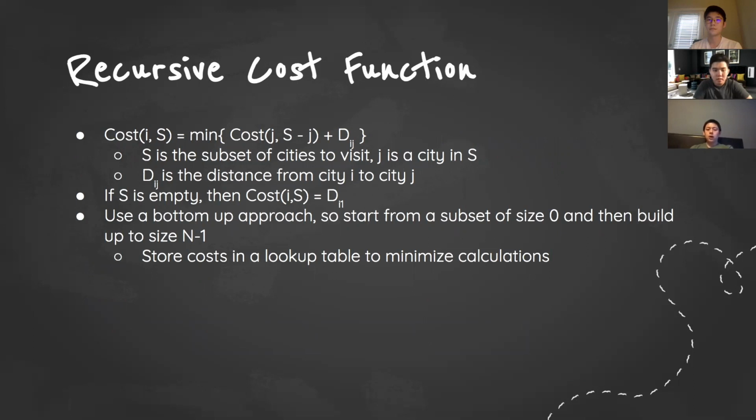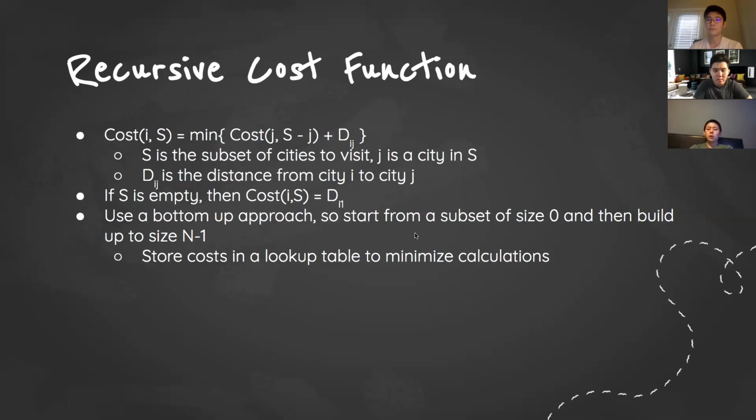The function is defined at the top. In the function, i is the city that you're starting from. S is the subset of cities that you still need to visit. And then on the right side of the function, j is a city in the subset S that you will visit next. Your new subset is all the cities from before except for j, because now you've visited it. And then you have to add the distance between i and j, because that's the cost to go from city i to j. And if S is empty, then the cost is just the distance to go from that city back to the starting point, because if there are no more cities to visit, you've visited them all. So in order to finish the TSP, you just need to go back to where you started.